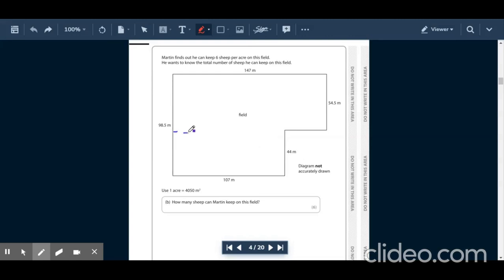I think one way of doing this is to split it along here. So I've got this rectangle and this rectangle. So I'm going to work out the area of each and then add them together. For finding the area, I'm going to multiply. So here I'm going to do 147 multiplied by 54.5. 147 times 54.5, which is going to give me 8,011.5. And here, 44 times 107.